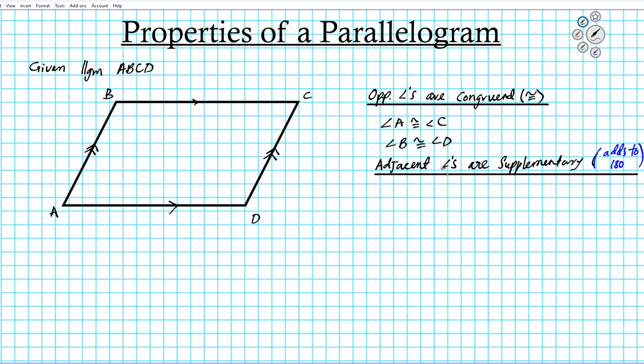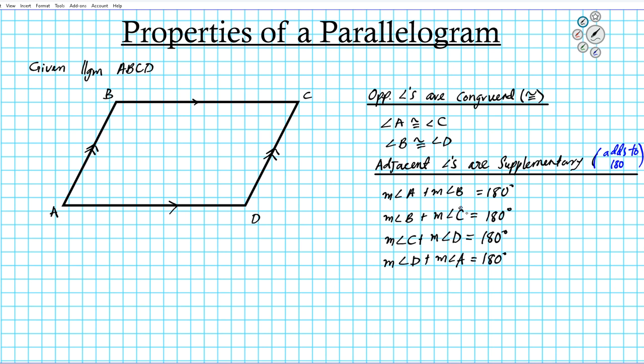So we have the measure of angle A plus the measure of angle B, since they are adjacent angles, is 180 degrees. Measure of angle B plus measure of angle C is 180 since they are adjacent. Measure of angle C plus measure of angle D is 180 degrees. And then lastly, measure of angle D plus measure of angle A is 180 degrees.